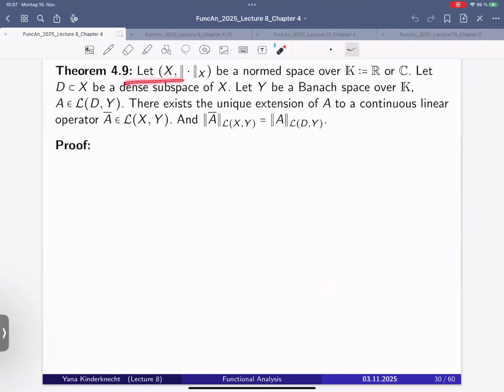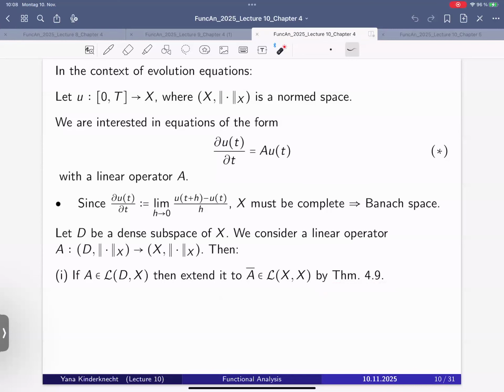So if we have a normed space and a subspace, and an operator which is bounded as a mapping from D to somewhere, then we can extend it to an operator from X to the same space, A bar, and the norm is preserved. So in this nice case, we can come back to the original setting by theorem 4.9. And actually this theorem is very useful in the following context.